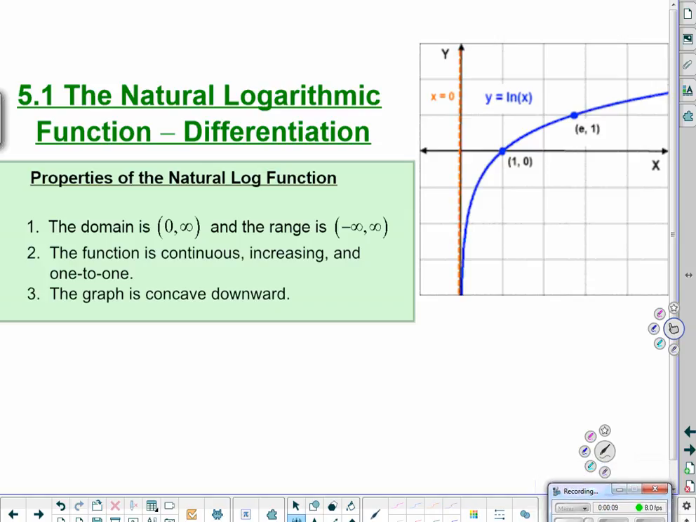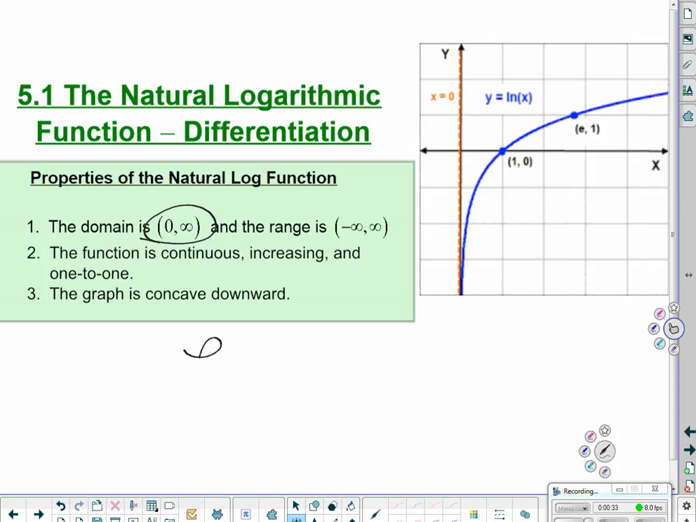All right, hey, let's look at 5.1, and it is all about taking derivatives of natural log functions. So first we catch a little background on natural logs, and I believe you remember some of it. We've covered it earlier in the year, but properties of natural logs, we realize that the domain is from x being just slightly bigger than 0 up to infinity.